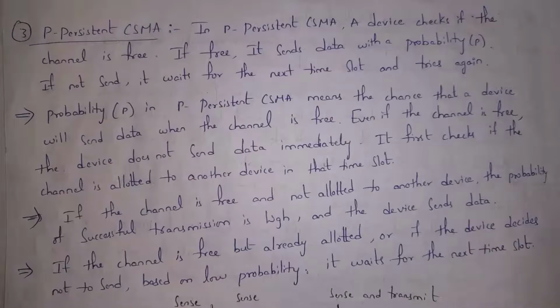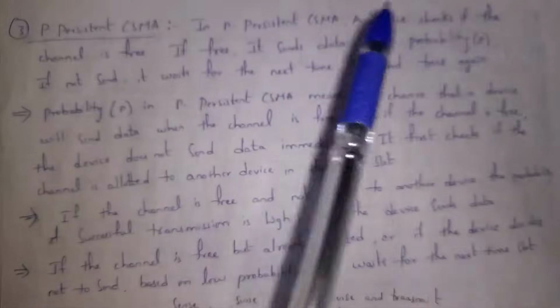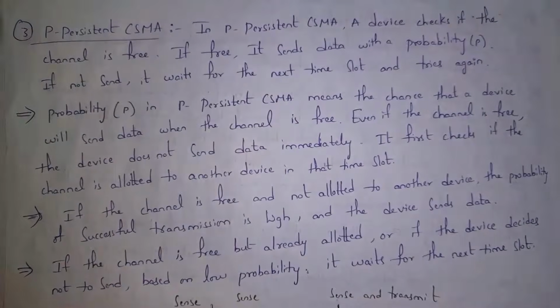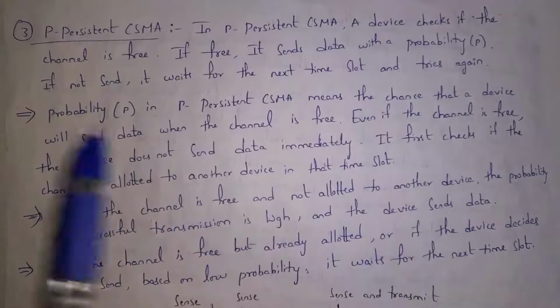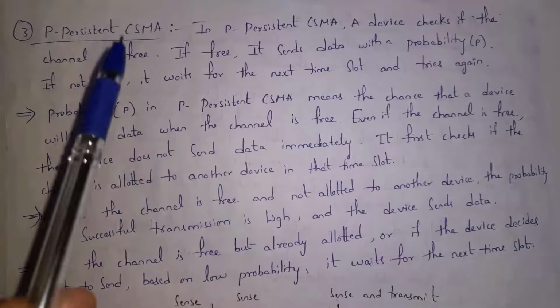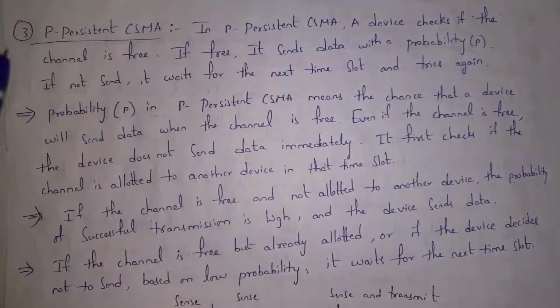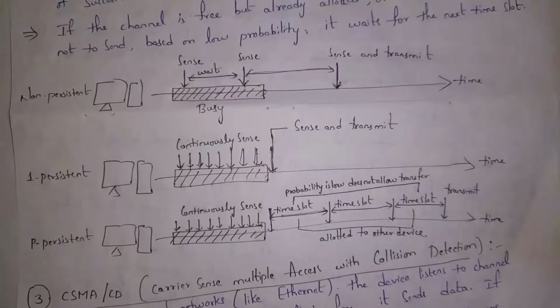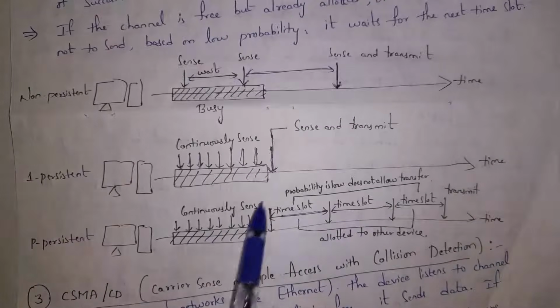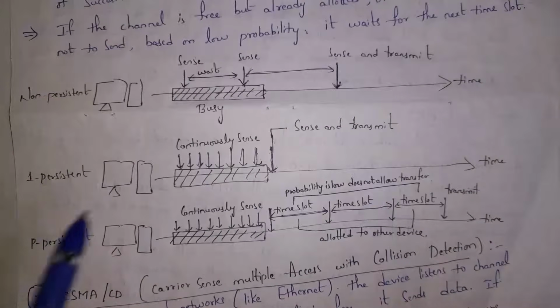Whereas in p-persistent CSMA, a device checks if the channel is free or not. If the channel is free, it sends data with a probability. If not, it will wait for the next time slot and try again. That's where p stands for probability. If probability is less, that means other devices may use the channel, so the device will not send data. And if probability is high, that means no other device will use this time slot, so this device will send data in this time slot.